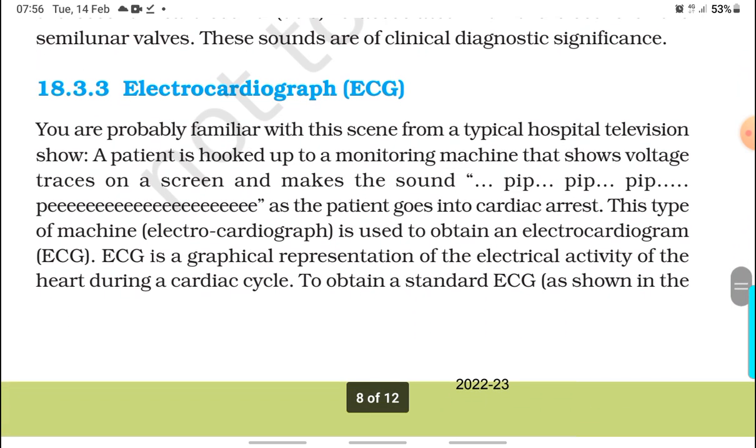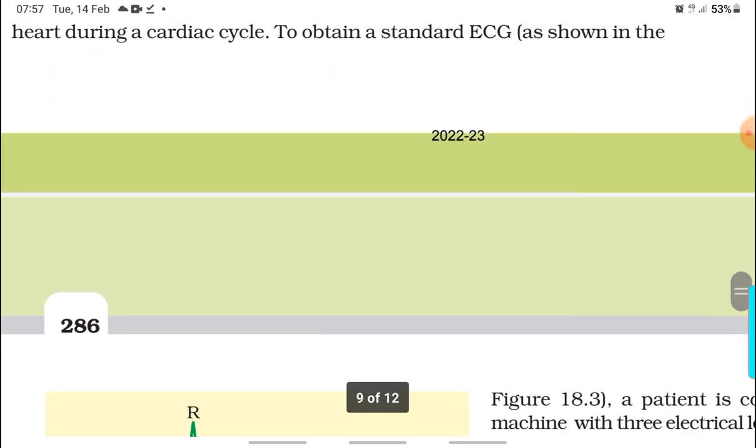Cardiograph or electrocardiograph, ECG. You are probably familiar with this scene from a typical hospital television, hooked up to a monitoring machine that shows voltage traces on a screen and makes a sound, beep beep beep beep, as the patient goes into cardiac arrest. This type of machine, electrocardiograph, is used to obtain an electrocardiogram, ECG. ECG is a graphical representation of the electrical activity of the heart during a cardiac cycle.